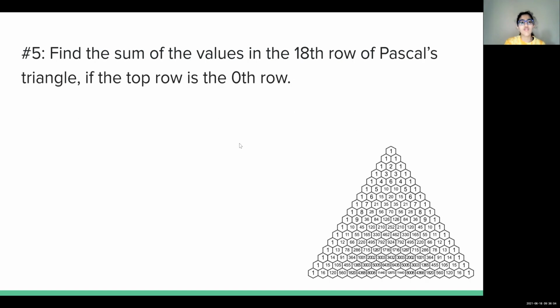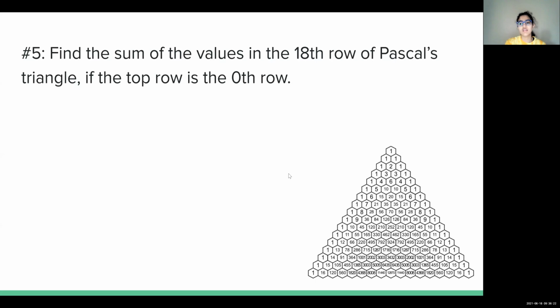Okay. And then for the fifth problem, find the sum of the values in the 18th row of Pascal's triangle if the top row is the 0th row. So we didn't exactly get to cover this in class. However, if you looked at the slides, you would have known how to do this.